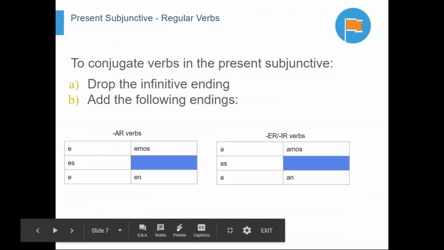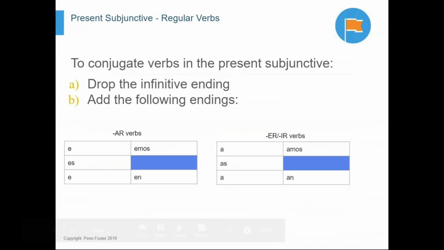All right, so we're going to continue here with our discussion of present subjunctive and how to conjugate regular verbs, meaning how to allow a subject and a verb to agree in this tense when something may potentially happen in the future.